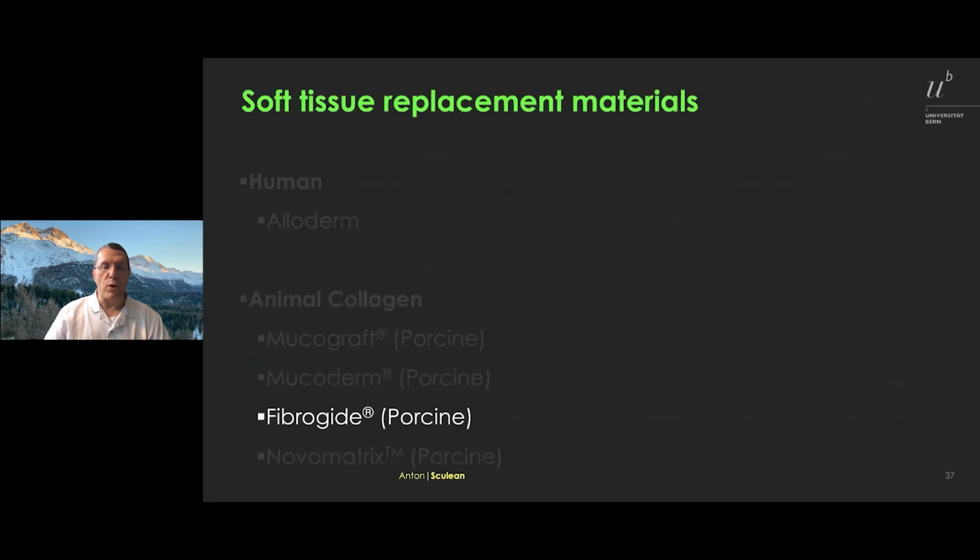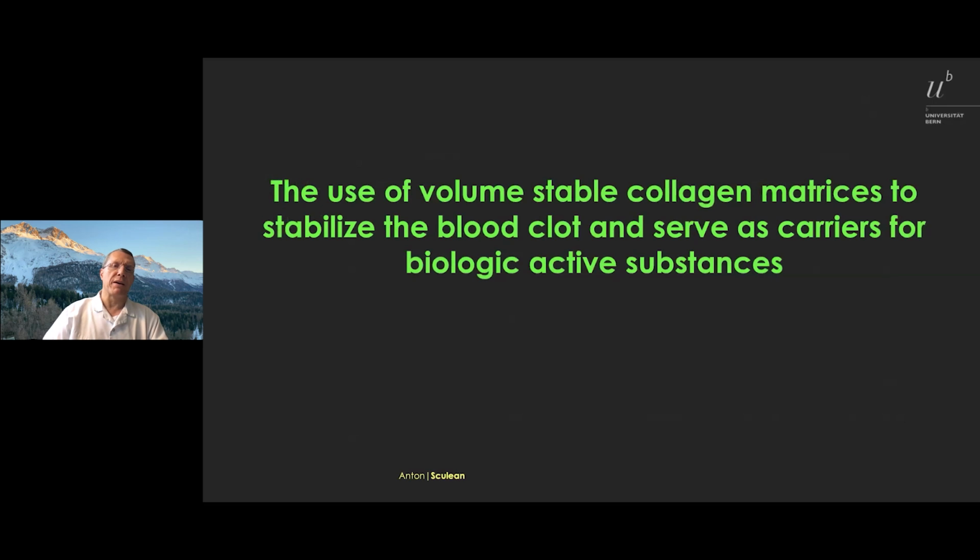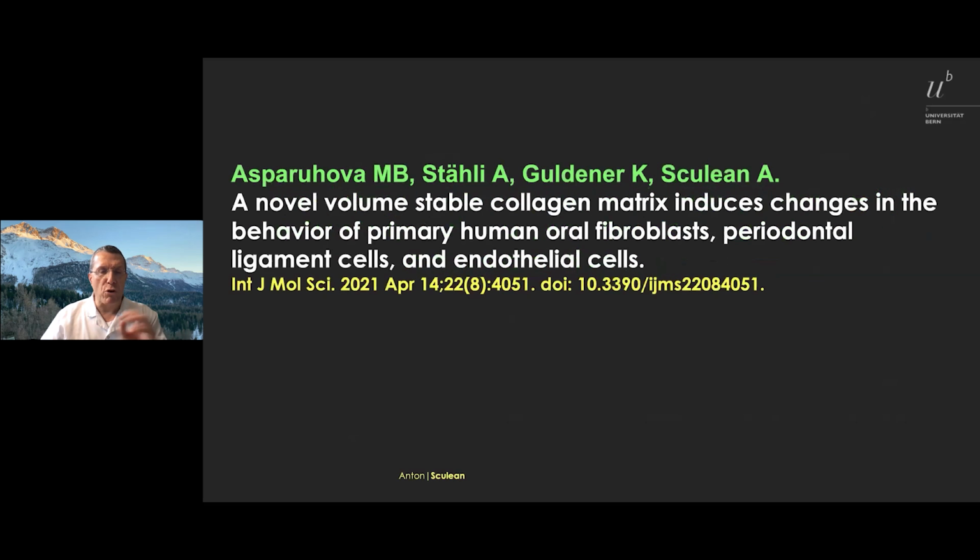Now, another biomaterial that we have tested in the last years is a three-dimensional cross-linked matrix, like a sponge, called Fibro-Gide. And this material is very interesting because it is volume stable and has the capacity to stabilize the blood clot and also to serve as a carrier for biologically active substances. So let me show you one of the first studies that we conducted.